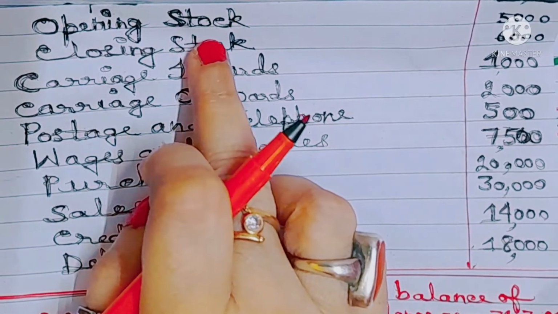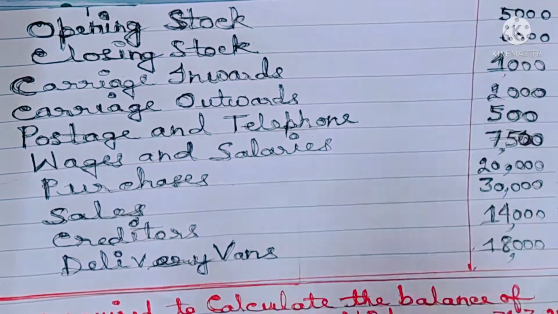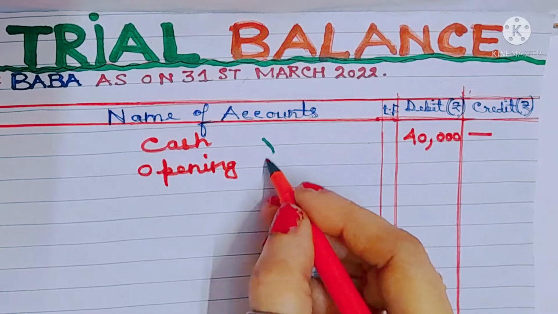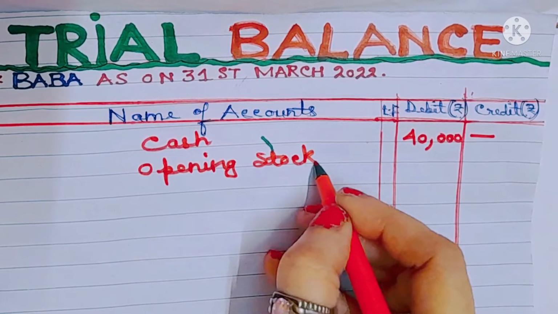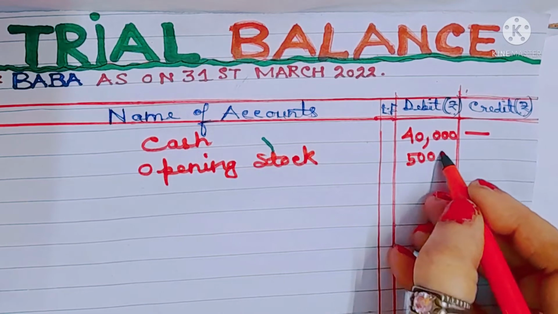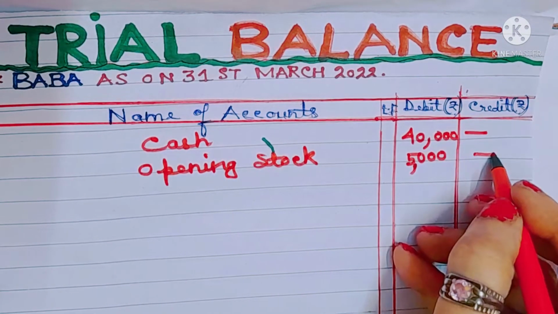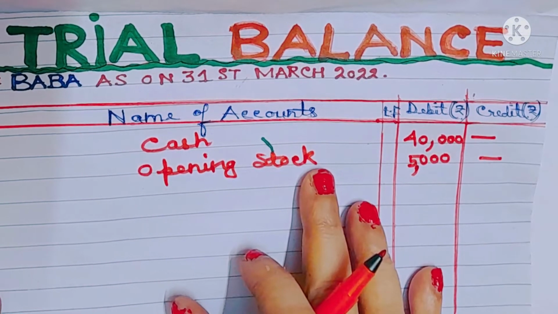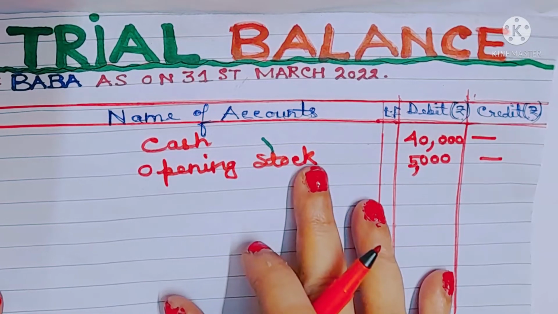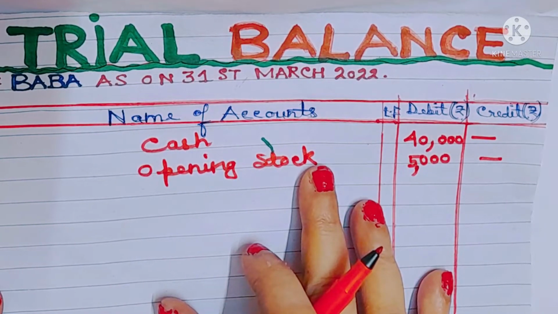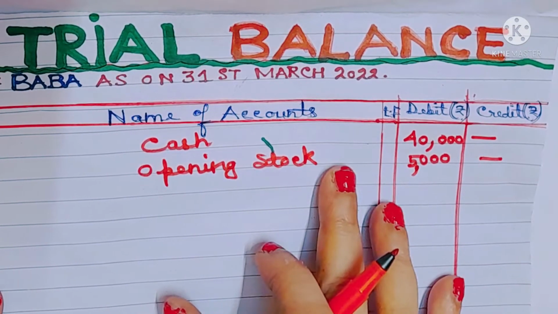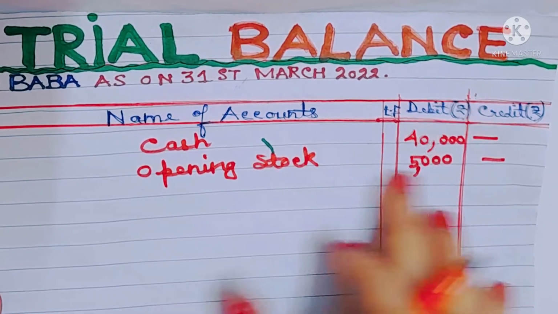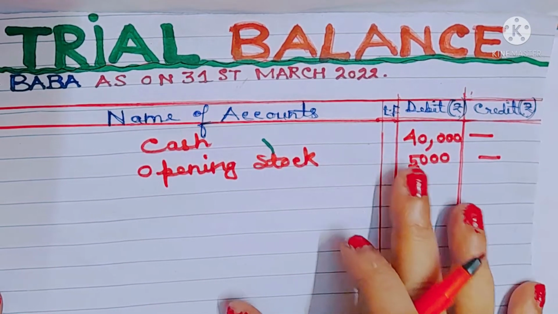The next account is opening stock, 5,000. Let's write opening stock. Opening stock has a debit balance and that is the reason we are going to write opening stock in the debit column. Why does opening stock have a debit balance? Because opening stock comes under nominal account. According to nominal account, all losses and expenses are debited. Here, opening stock is an expense for the business. So, opening stock will be debited. Understood? So, let's see the next account.